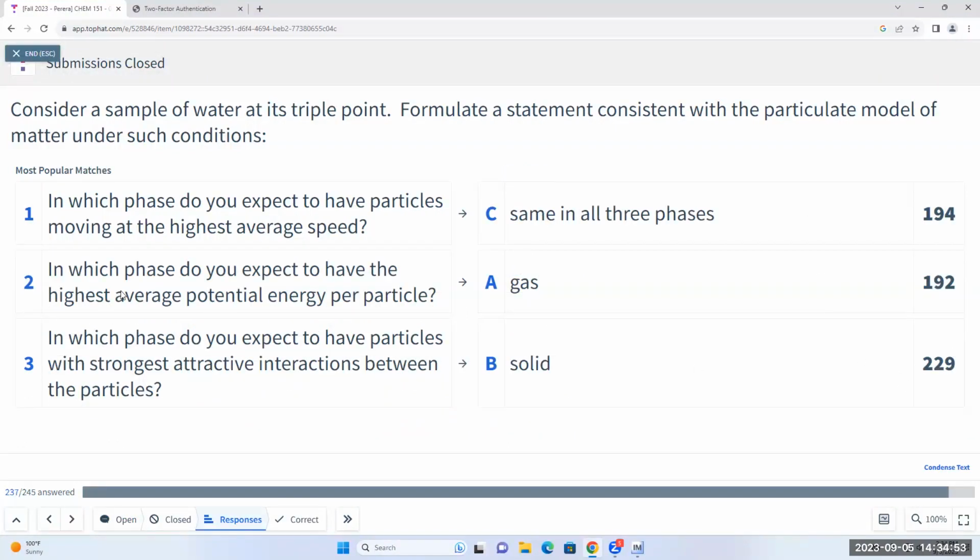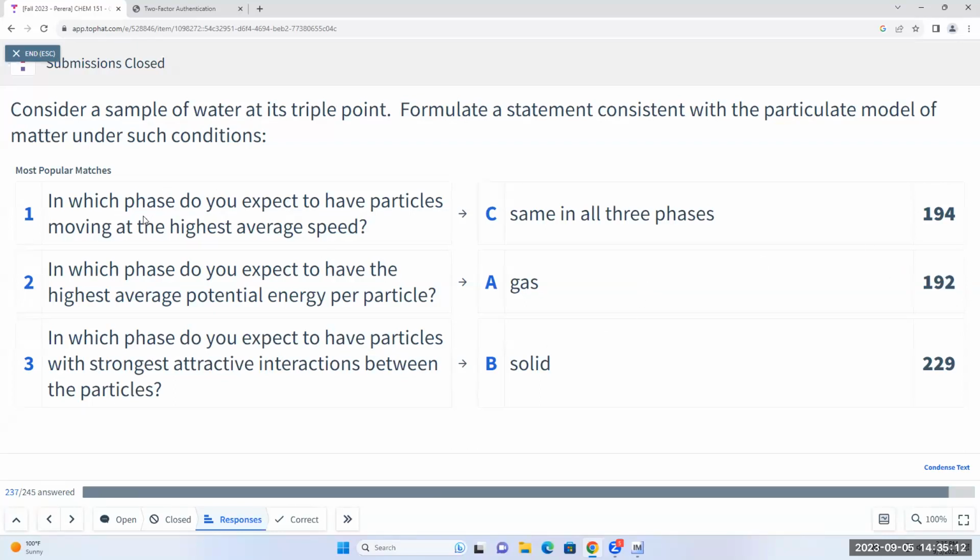So, okay, let's start with the third one. This is the most recent concept we learned, right? In which phase do you expect to have the particles with the strongest attractive interactions? Almost more than 90% of us say that it's going to be the solid phase. The others, I believe, is closer to 80%.